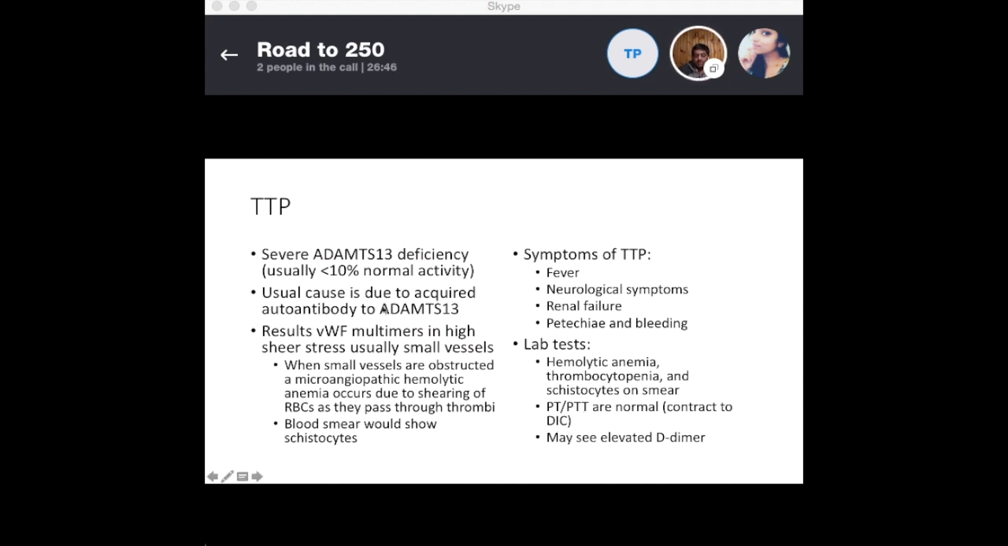Contrast that to DIC, which again causes small vessel occlusions, but in those small vessel occlusions, it's because it's affecting the coagulation pathway, and that's why you're going to see abnormal PT and PTT in those patients. However, because you're forming thrombi of a sort, you can get elevated D-dimers. So you may see those.